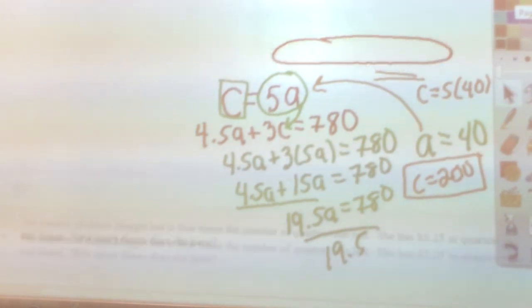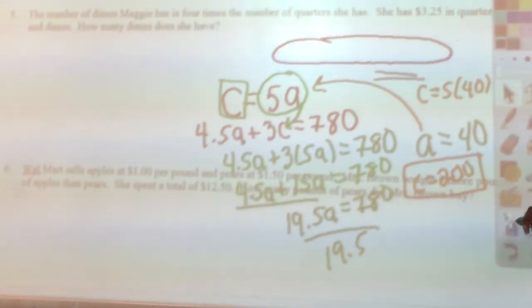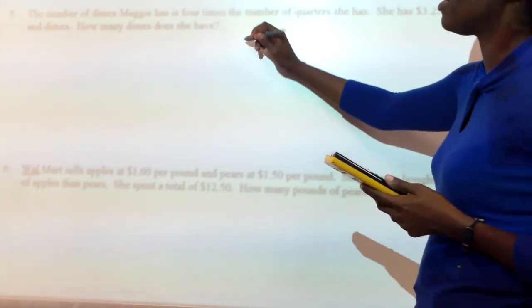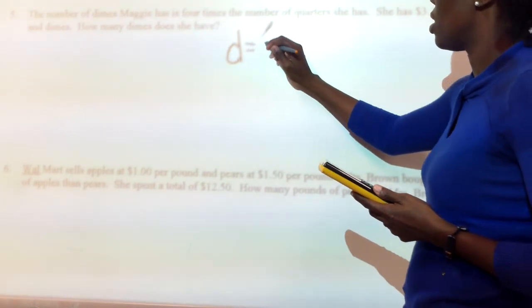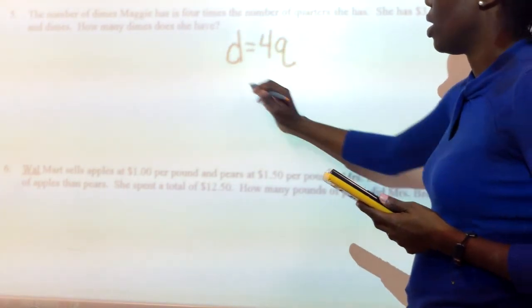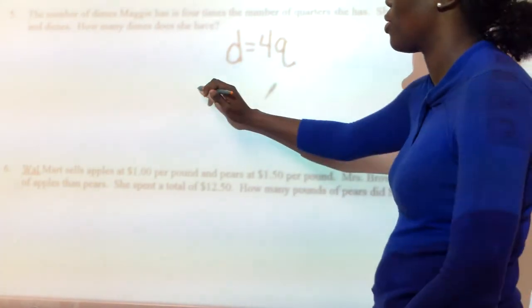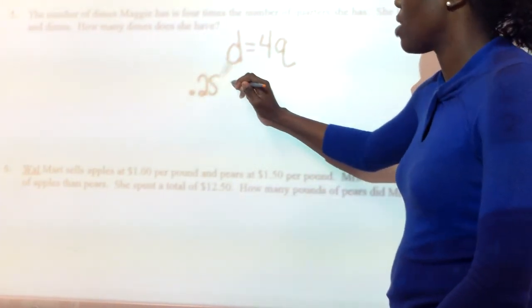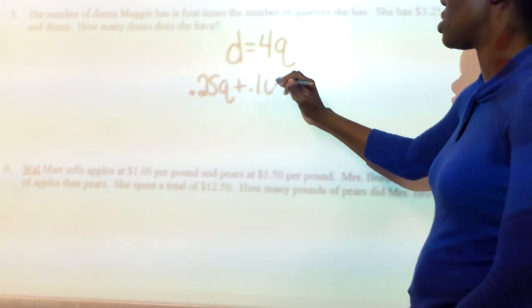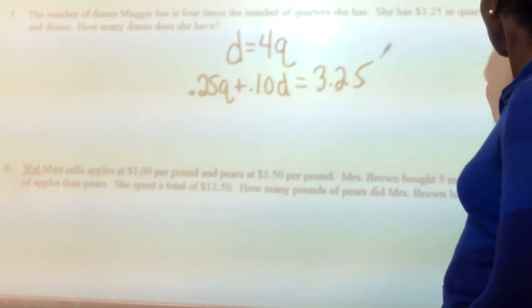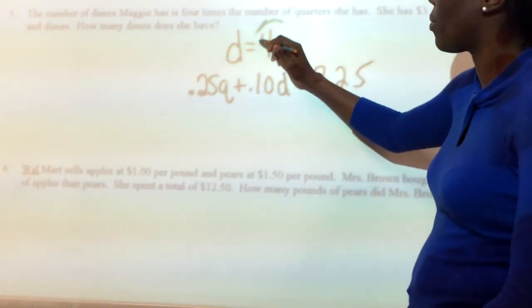Number 5. All right, this one you set up on your own. You remember it tells us the number of dimes is 4 times the quarters, 4Q. Then on coin problems, remember you have to write the value down on your own: 25 cents per quarter plus 10 cents per dime. Total value is $3.25. We can use substitution on that one.